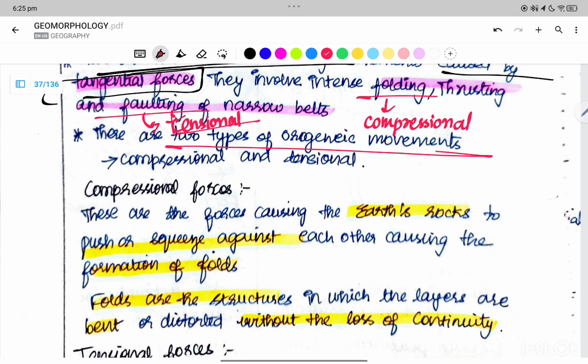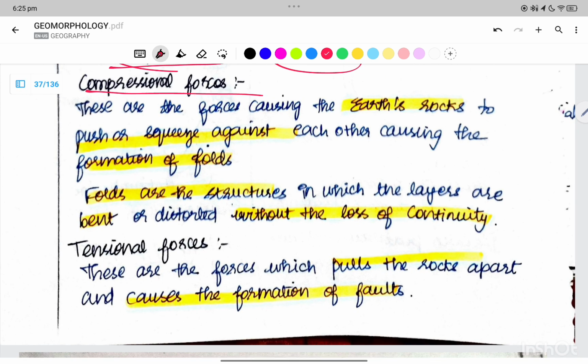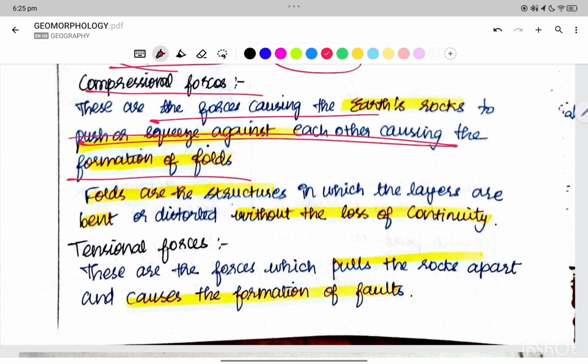There are two types of orogenic movements, compressional and tensional. Compressional forces are the forces causing the earth's rocks to push or squeeze against each other, causing the formation of folds.